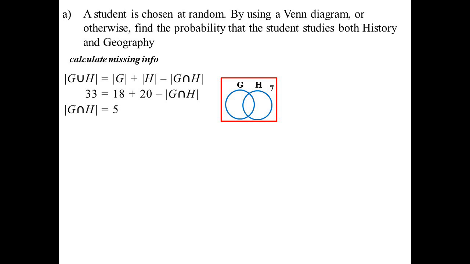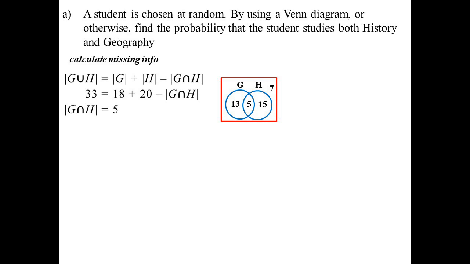So the union, so the 2 together, must be the number in G plus the number in H minus the number in the intersection. Now I know there's 33 altogether because there's 7 that are not in there. And they told me 18 study geography, 20 study history. So I can now work out, there must be 5 in the intersection. So there's 5 in the middle. Now I can work out how much are in each of the other sets, because if there's 5 in the middle and 20 do history, there must be another 15 in the history set. And for geography, there's 18 all up, so there must be 13 in there.